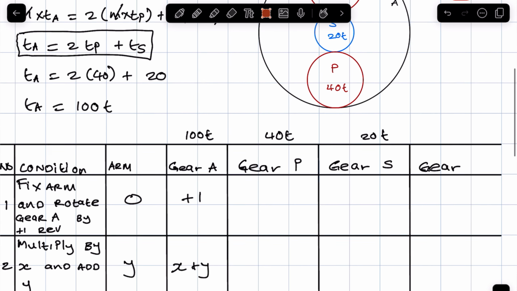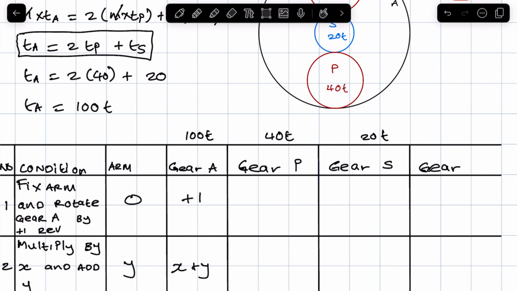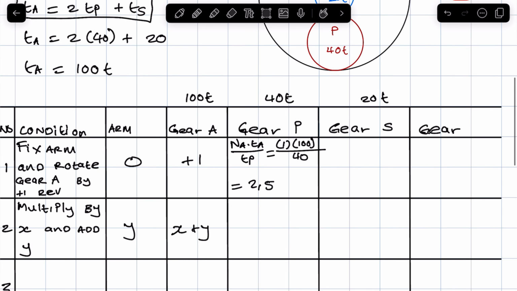Now let's fill this in our table. Now I've already established that NA times TA over TP is equal to the rotational frequency of the planet gear. So this is equal to NA being positive 1. Remember, from the first condition, we've already established that gear A, which is the annulus, is rotating by 1 revolution per minute, essentially. So you have 1 times TA, which is 100, over TP, which is 40. Now, if you punch this in your calculators, you're going to get 2.5.